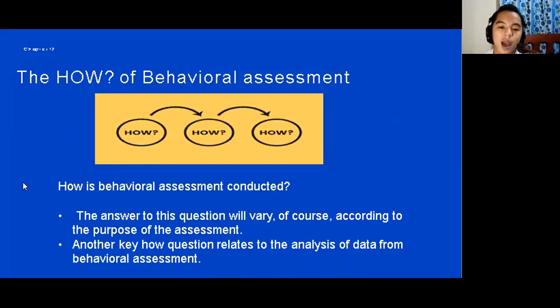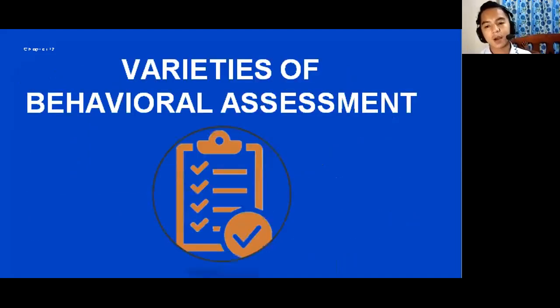So the last is the how of behavioral assessment. How is behavioral assessment conducted? The answer is, it varies, of course, according to the purpose of the assessment. Another key how question relates to the analysis of data from the behavioral assessment. Now let's proceed to the varieties of behavioral assessment. In this section, I will discuss the many varieties of behavioral assessment.